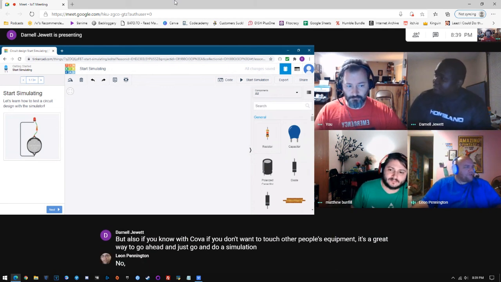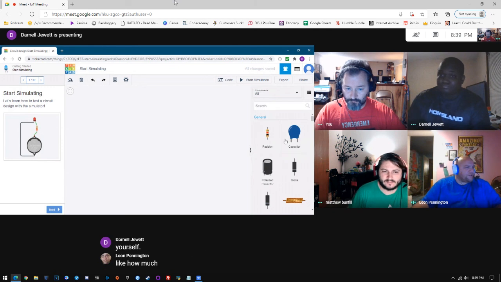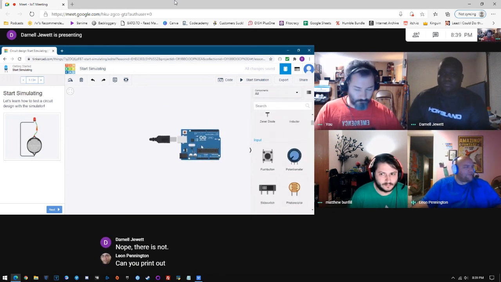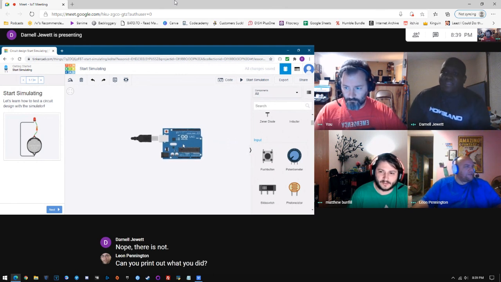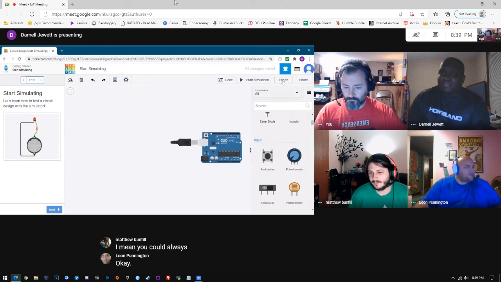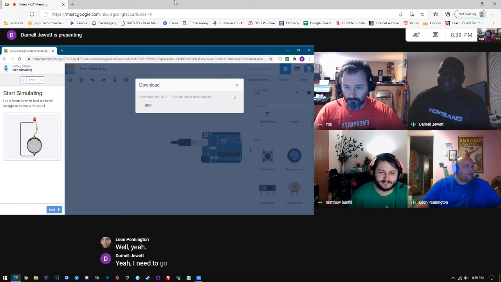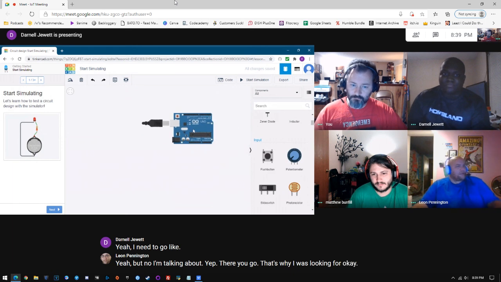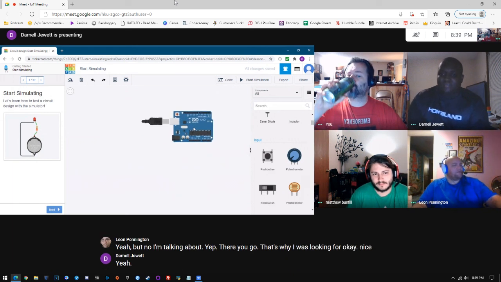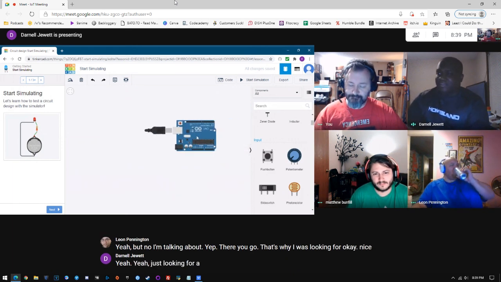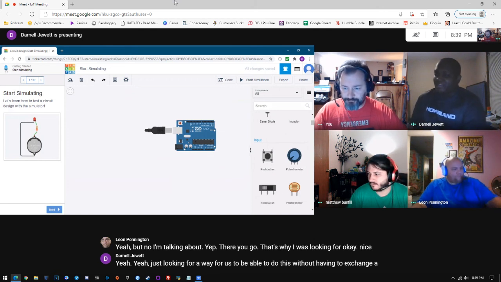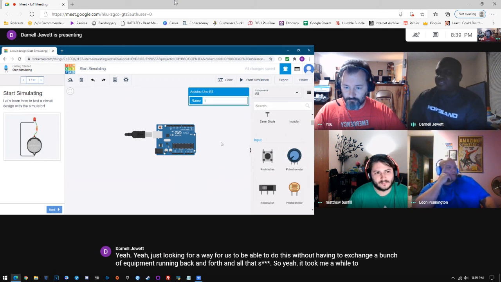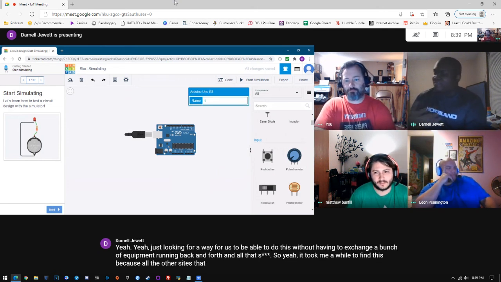No, there's no restrictions as to how much you can use it or anything like that. Nope, there is not. Can you print out what you did? I have not tried that yet. I mean, you could always print screen it. Yeah, well, no, I'm talking about download. Yep, there you go. That's what I was looking for. Okay, nice. But yeah, I was just looking for a way for us to be able to do this without having to exchange a bunch of equipment, running back and forth and all that. So yeah, it took me a while to find this because all the other sites that had something like this, they got rid of it.